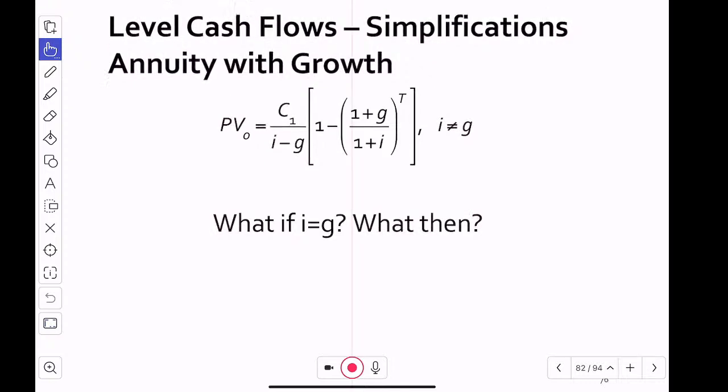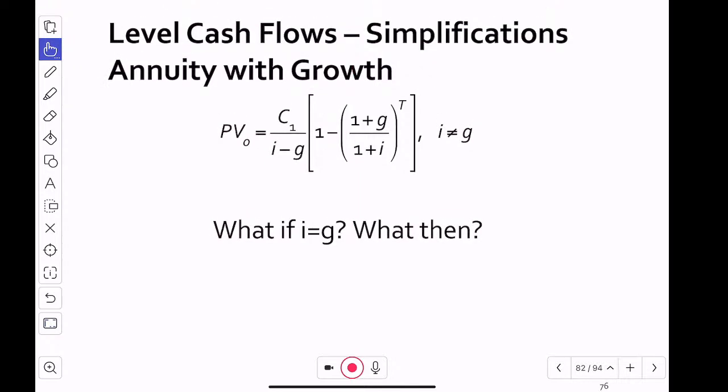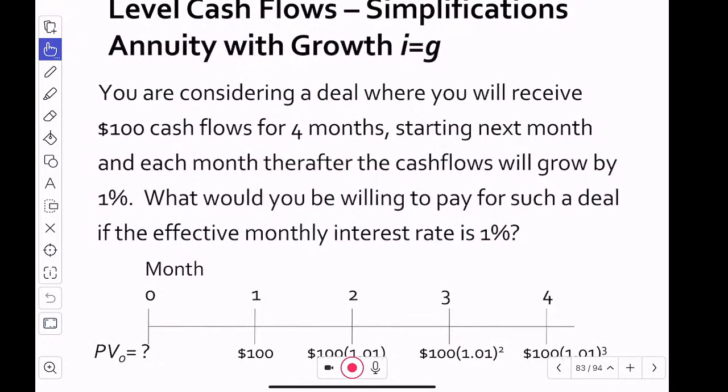So what if I does equal G? What do you do then? So I'll give you an example and we'll sort out what to do. So if the formulas don't apply, and you don't have a way to adjust the formulas so that they apply to your problem, you have to go back to the timeline, first principles, and using the basic time value of money formula. And I'll explain how you do that.